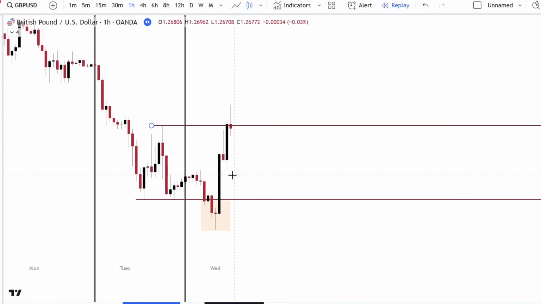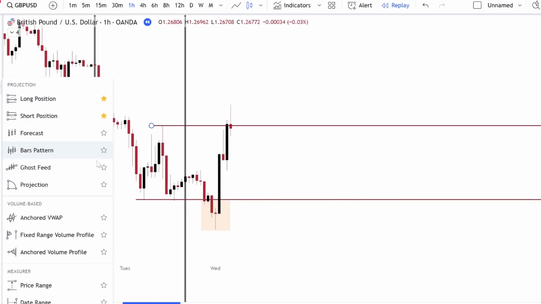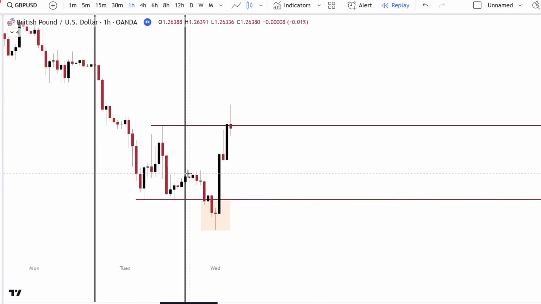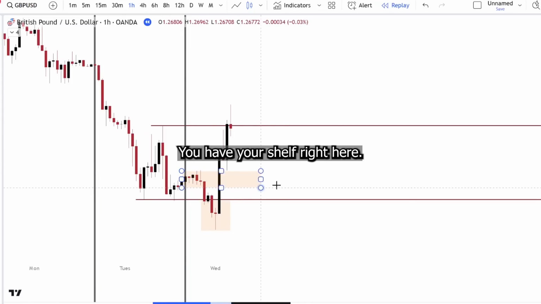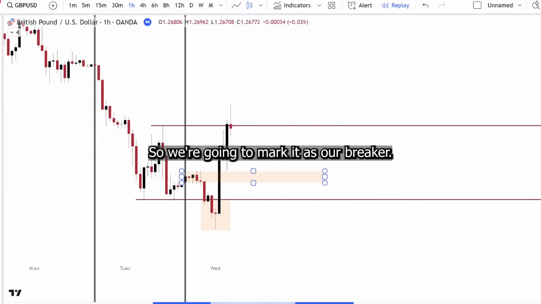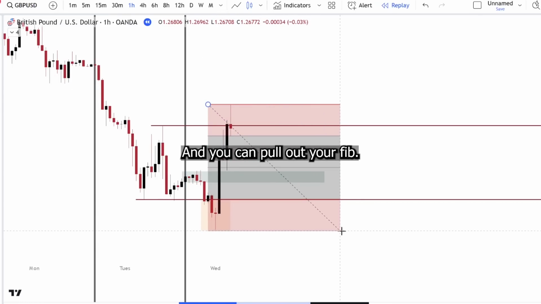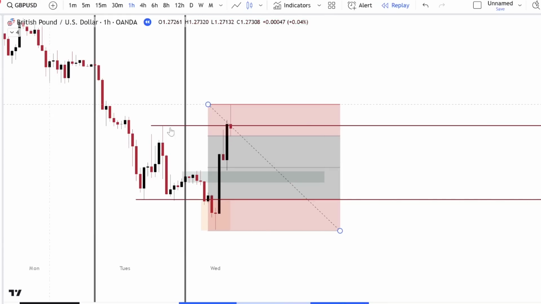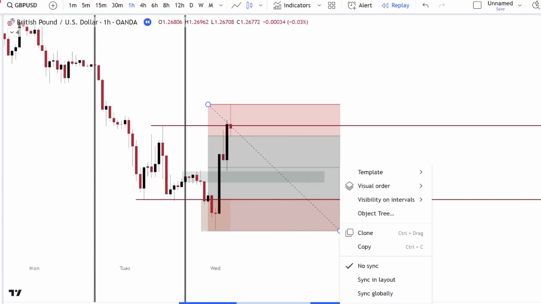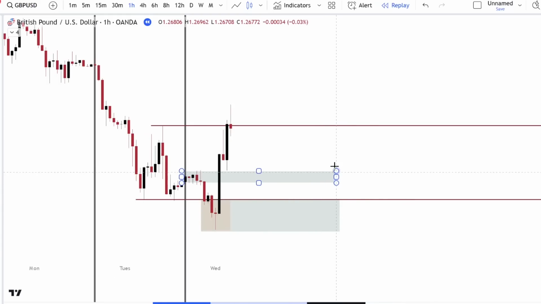So now price broke this level. So now you're marking your point of interest. You have your shelf right here. So we're going to mark it as our breaker. And you can pull out your fib and mark your extreme zone. So these are the two entries that you would be looking for.